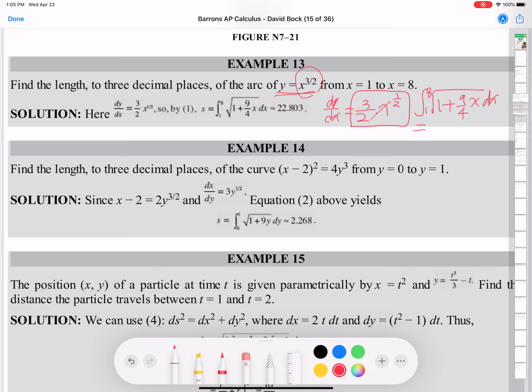If we use the calculator, you can find 22.83803. So it asks you for 3 decimal places. So this is the answer.